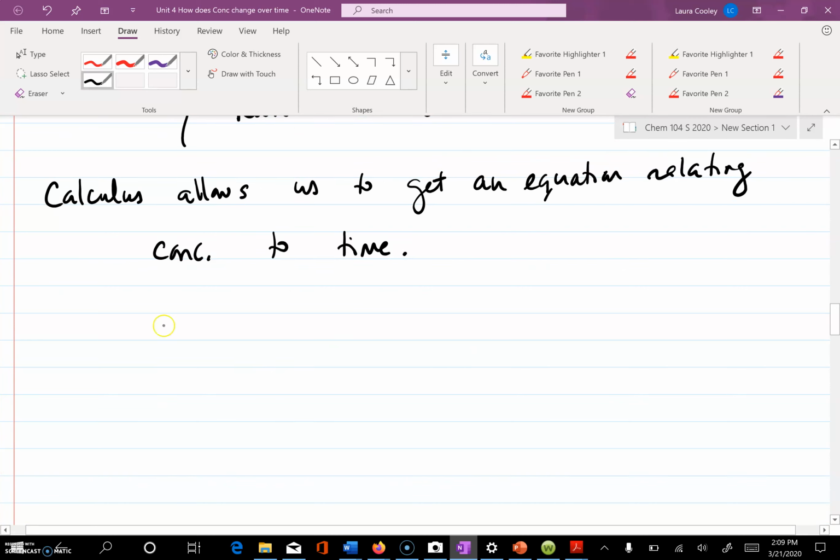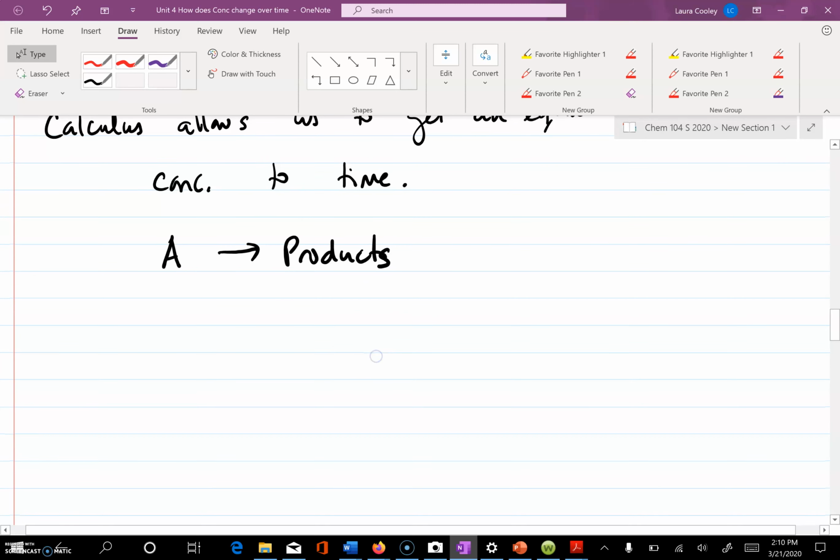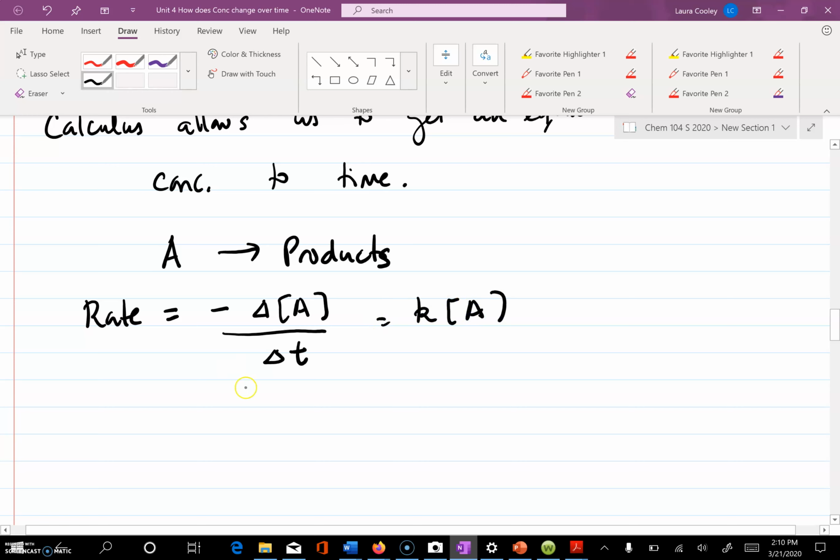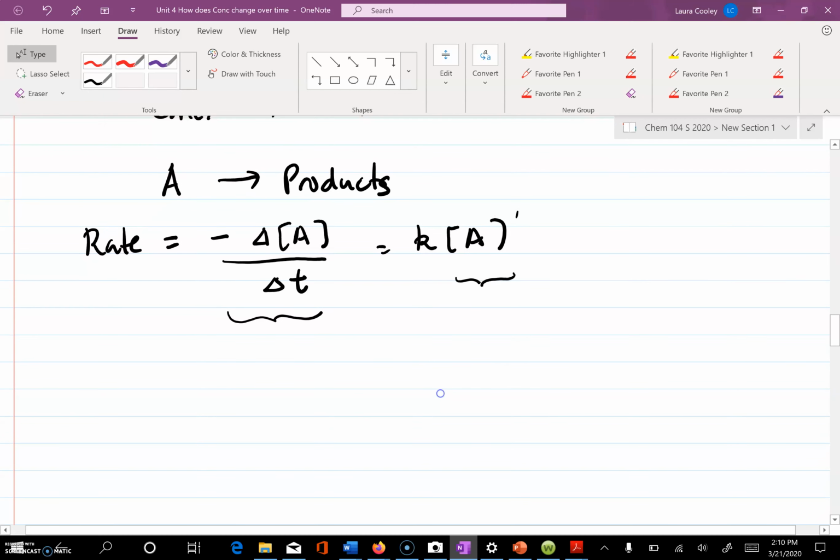So how do we do this? What I'm going to do is show you how to do this. Obviously I know that many of you have never taken calculus and never will take calculus. But if we have a reaction A to products, and we know that the rate is first order, this would be the negative of the change in concentration of A over the change in time, the rate of change of A with time, is proportional to the concentration of A to the 1 power. Okay, so that's first order.